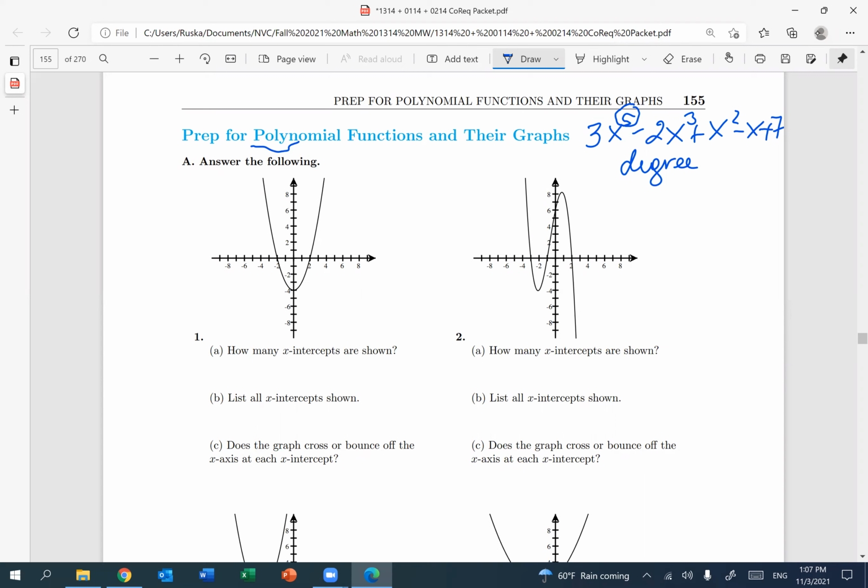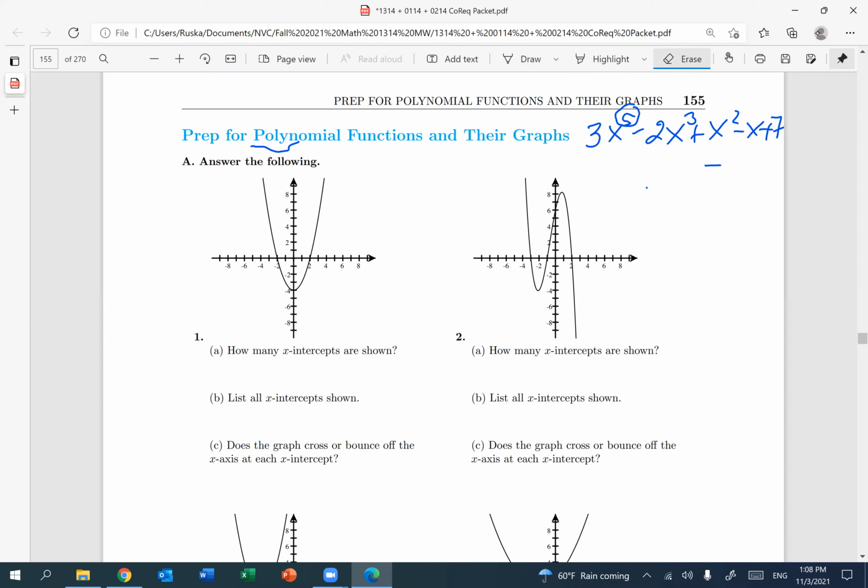So if the highest exponent is 5, if the degree is 5, you're going to have 5 x-intercepts and you're going to have 4 turning points. Turning points on the graph are points like this. If you look at this graph, you have one turning point, another turning point, and these are the x-intercepts. The x-intercepts are the places where you cross the x-axis. The turning points are always one less than the degree of the polynomial. Everybody understand that?